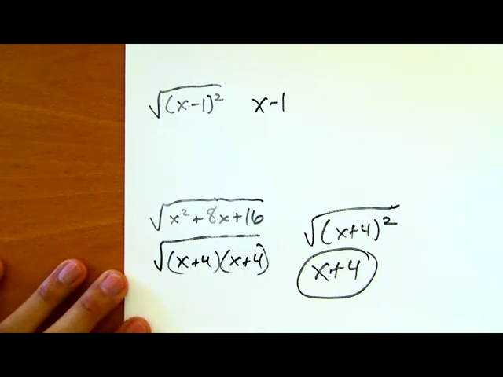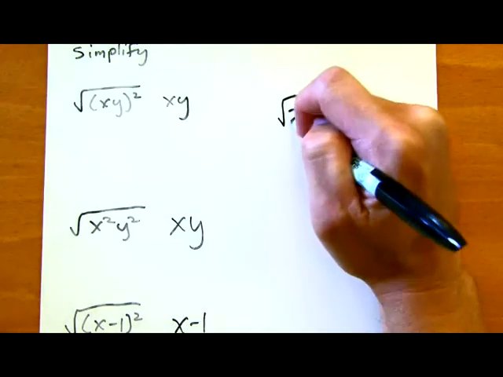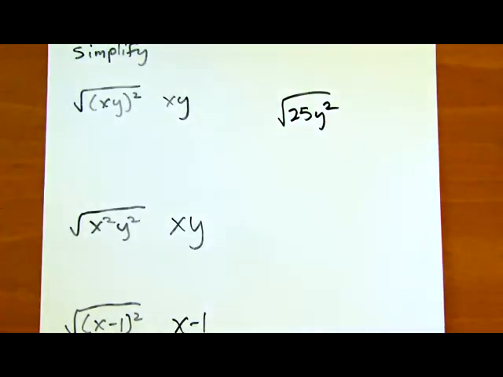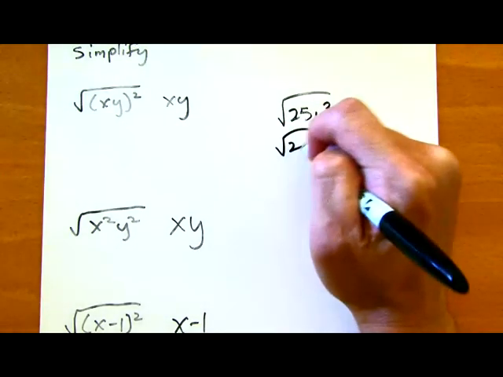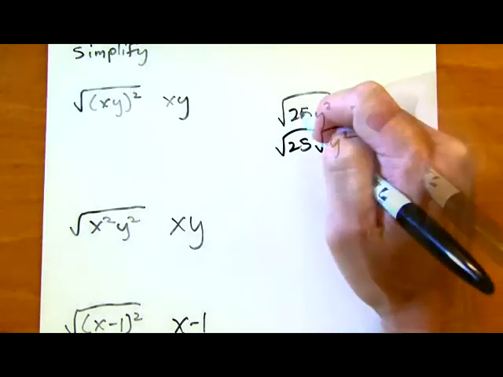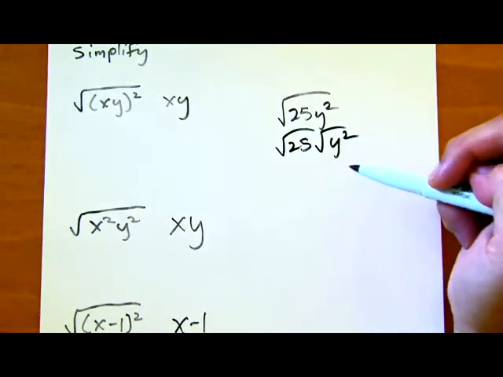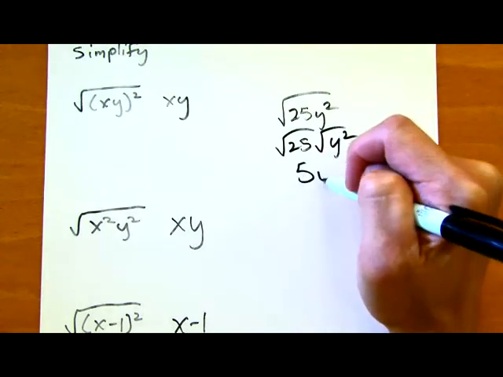Let's try a couple more. Simplify. You can do this in parts. I would do each part separate. Yeah, they're factors. 25 and y squared are being multiplied together, so we can separate them. Square root of 25 is 5. Square root of y squared, y.